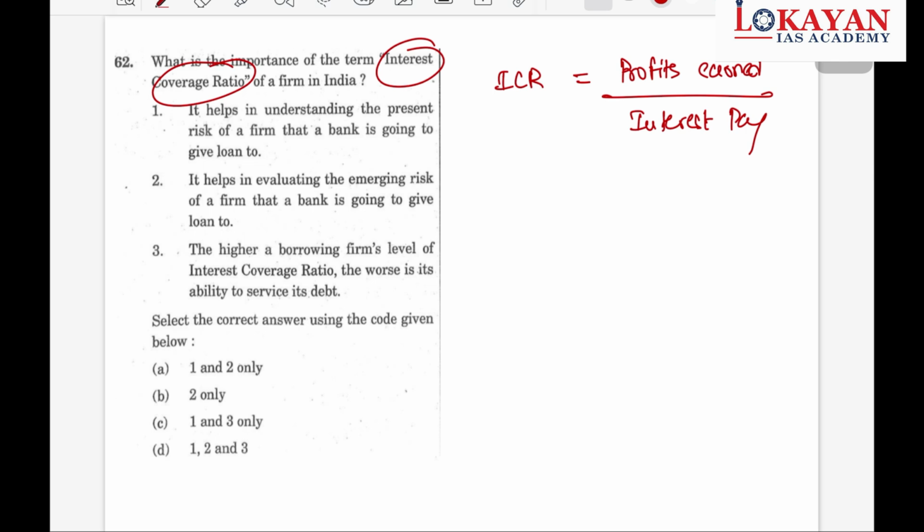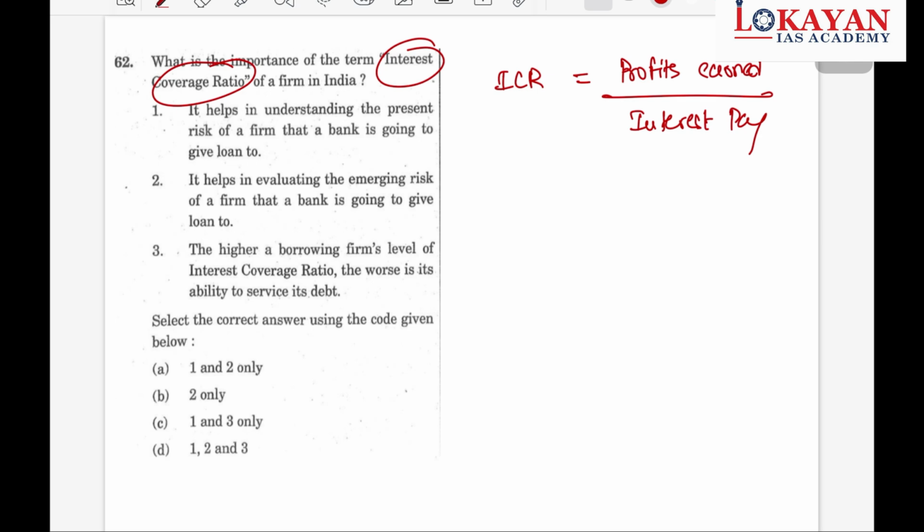Now let's see the statements. First statement: it helps in understanding the present risk of a firm that a bank is going to give a loan to. Quite clear, because at the denominator we have interest payment, so clearly it shows how much risk there is regarding lending. Second statement: it helps in evaluating the emerging risk of a firm that a bank is going to give a loan to. Both the first and second statements are almost similar in nature, so they have to be correct or incorrect at the same time.